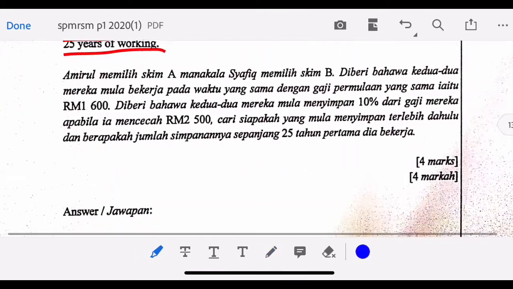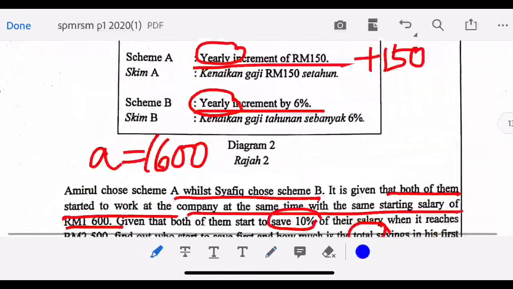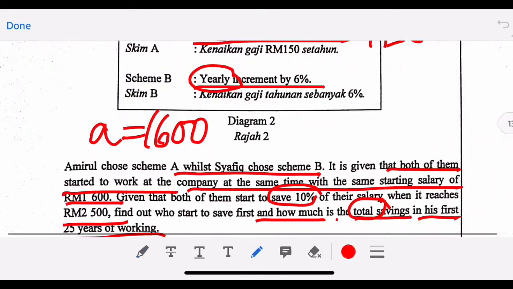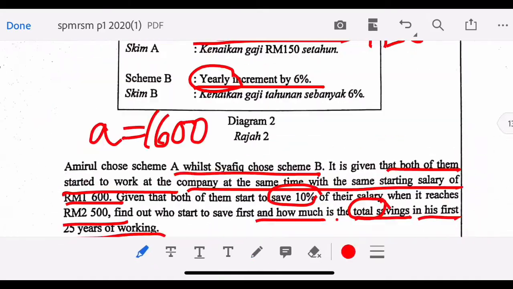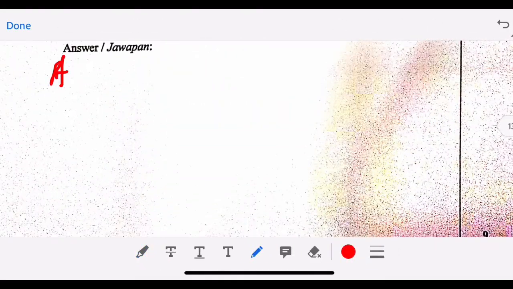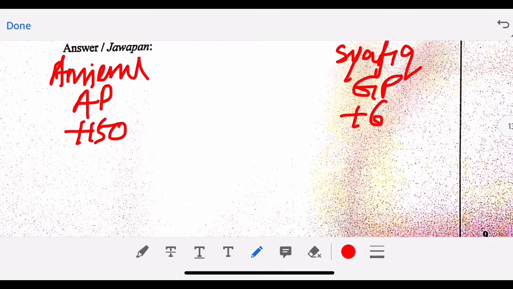Okay, so now we will start with 1,600. Scheme A is an AP, and scheme B is a GP. The first terms are the same. So Amiru is scheme A, Shafiq is scheme B. So let's calculate like this, Amiru and Shafiq. Right? So this is AP, this is GP. This one is increased by 150. This one is increased by 6%. First term is 1,600, same.